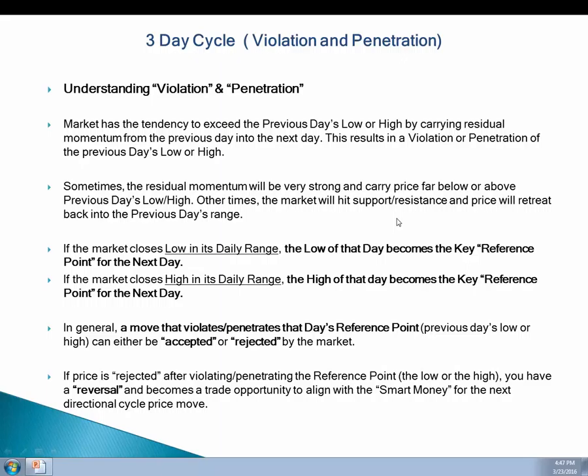Again, as the last note here, if price is rejected after violating and penetrating the reference point, the low or the high, you have a reversal. So a rejection is a reversal, and that becomes a trade opportunity. That's what we're looking for. Is price accepted? Will it break out? If it doesn't and it reverses, is there an opportunity? Yes, that becomes an opportunity. And that's where the smart money begins to take action for the next directional cycle move.